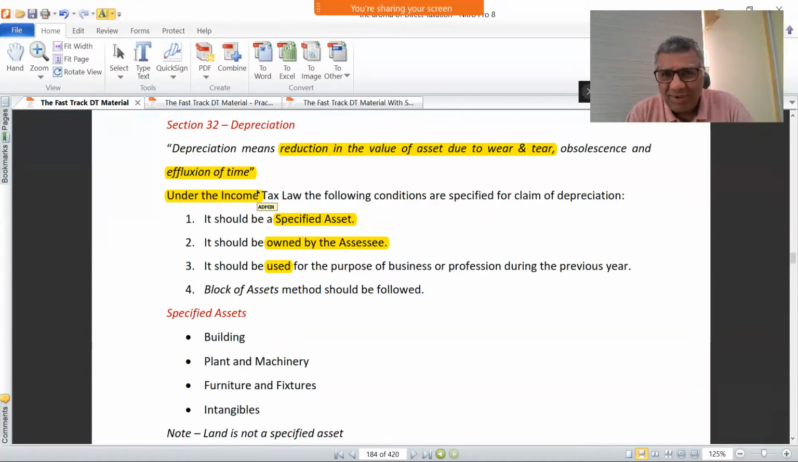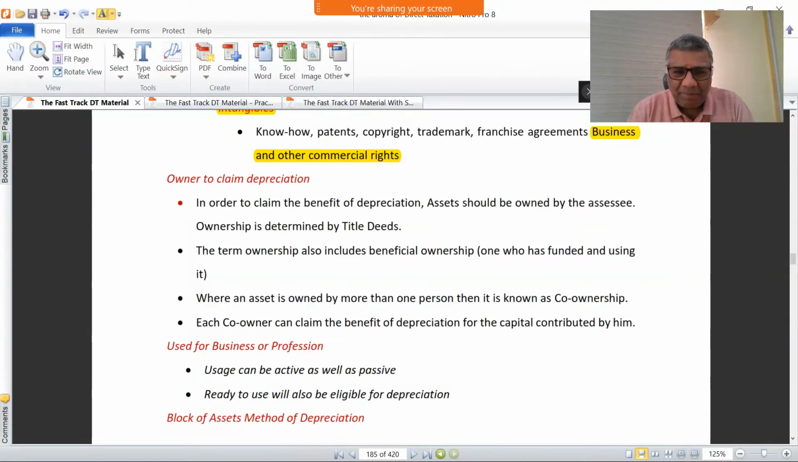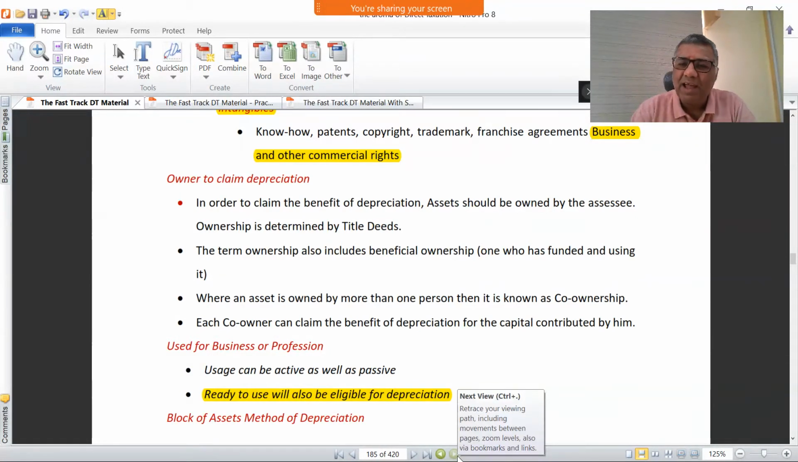Okay. So, in order to claim depreciation, the assessee should own the asset. Ownership is determined only by title deeds, and it can be claimed by the beneficial owner, the one who funds it. If there is more than one owner, let each owner claim for their capital contribution. And usage is active as well as passive. Ready to use will be eligible for depreciation under income tax law.